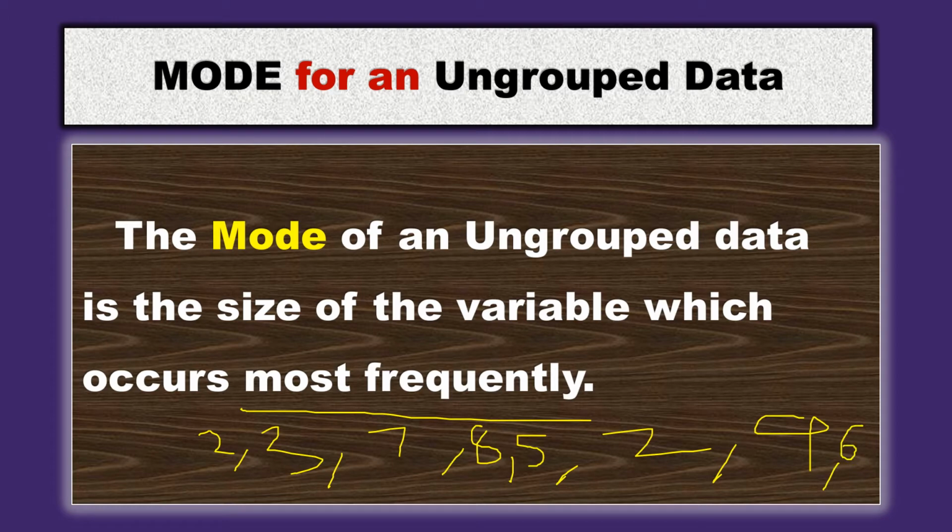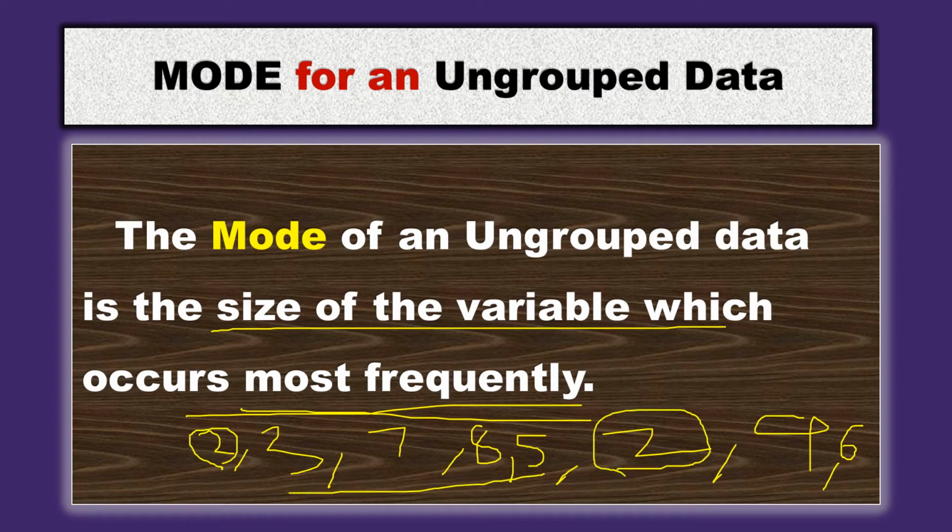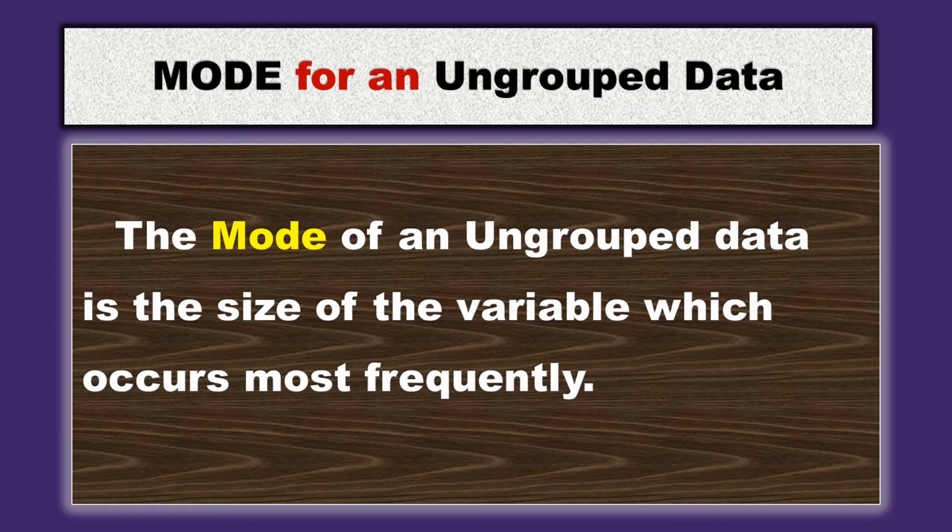Sorry for my writing. Here it is the size of the variable, means whatever observation occurred more times. If you see here 2 and here 2, so 2 came 2 times, and all the remaining observations came only once. So whatever observation got more times, that is your mode. Simple. You just remember like this: mode, more. Mode means more number of times whatever observation is there, that is your mode. Simple way.